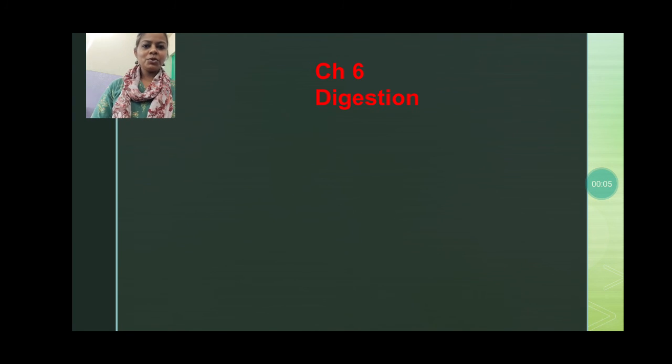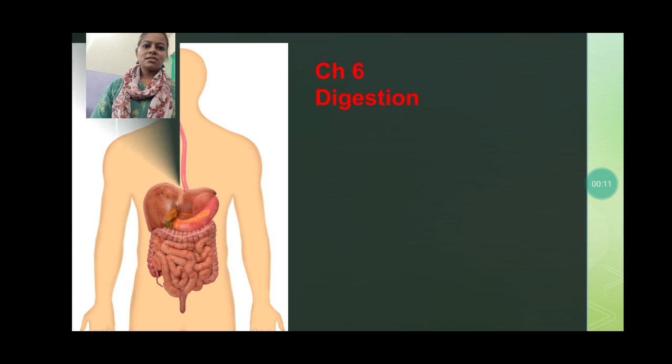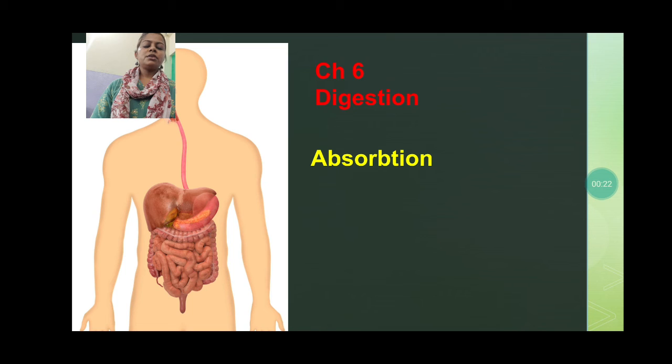Today I welcome you again to chapter 6, that is digestion. In the previous video we discussed two processes of digestion, that was ingestion and digestion in the stomach and small intestine. Today we are going to discuss the third stage of digestion, that is absorption, and the fourth stage, that is egestion. So without any delay, let's start our video.